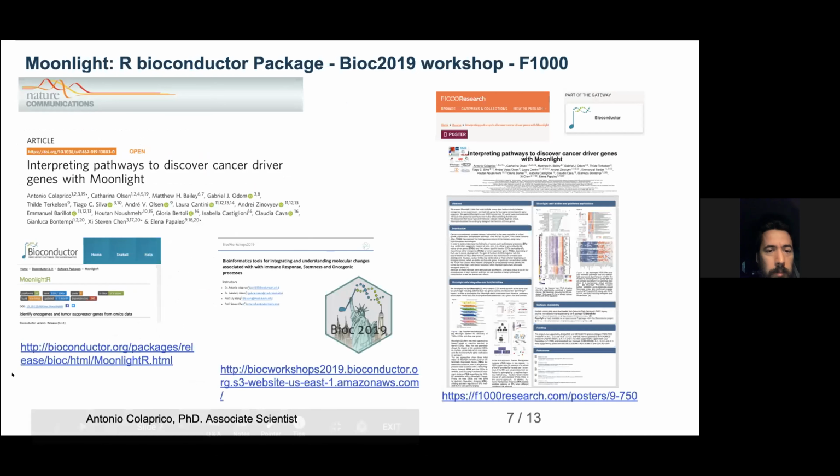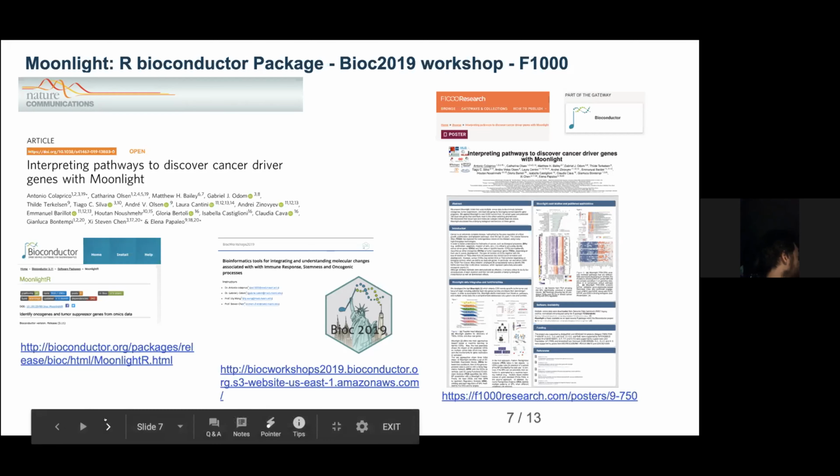So we developed Moonlight, and we published it this year in the Nature Communications paper. For a couple of years there has also been the Bioconductor package TCGAbiolinks, which uses data from TCGA and is well known now. It's a tool that I developed, and I also gave a talk last year at BioC 2019 in New York, in a workshop. This is the link, and I also have this F1000 poster there.